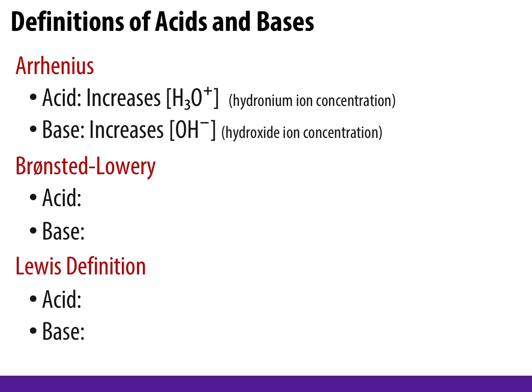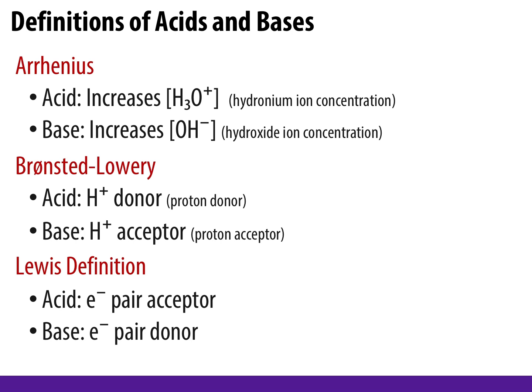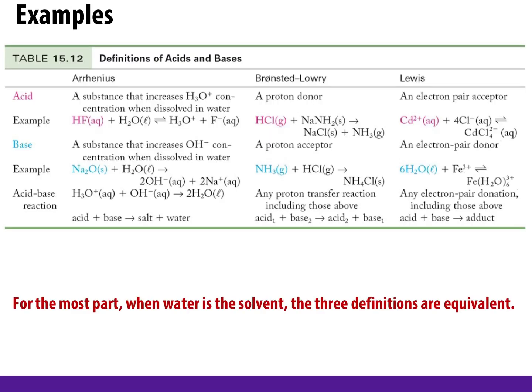In this class, we're going to, of course, use this definition, but most importantly, we're going to use the Bronsted-Lowry definition. The Bronsted-Lowry definition states that an acid is an H+ donor. H+, a hydrogen atom without any electron, is just a bare proton, so we call this a proton donor. A base is an H+ or proton acceptor. There's also an even broader definition of an acid as an electron pair acceptor and a base as an electron pair donor, which will be more relevant to you if you go on to take additional chemistry classes. It turns out that usually when water is the solvent, these three definitions are equivalent.